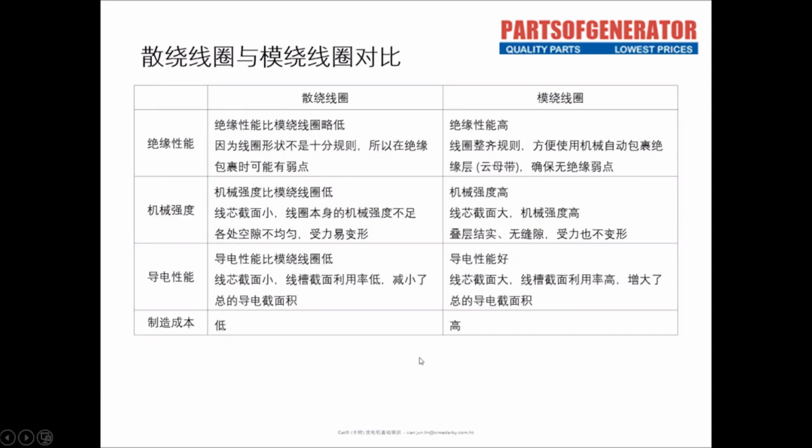I just talked about what random wound coils and mold wound coils look like. Now let's compare these two coils. Let's summarize their performance. First of all, let's talk about the insulation performance of random wound coils. The insulation performance of random wound coils is worse than that of mold wound coils. The reason is that the shape of the coils is not very regular, so the insulation cannot be done perfectly.